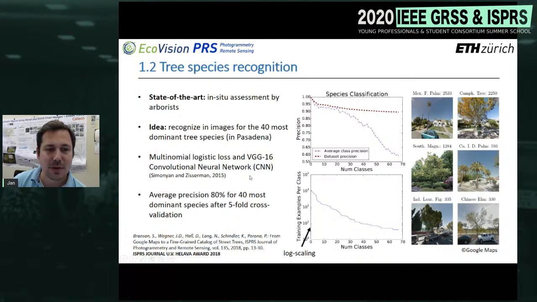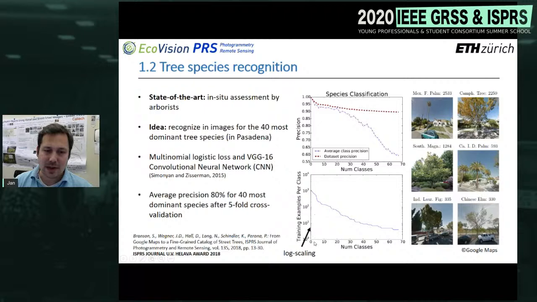VGG16 was the best network at the time. ResNet got much popularity soon afterwards. We just took a standard image classification approach with the VGG16 network, and we processed up to 70 different species in Pasadena with images like this, from the trees that were detected. And we got an average precision of 80% for the 40 most dominant species.